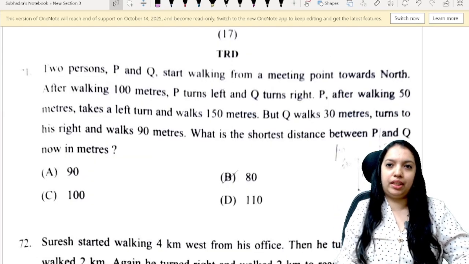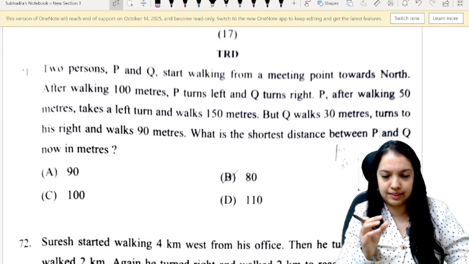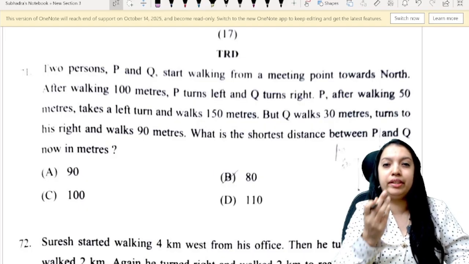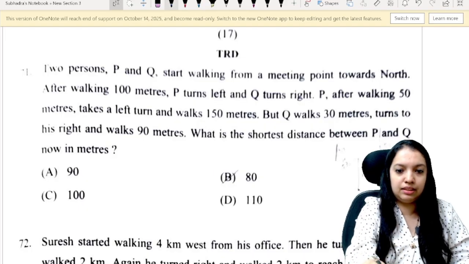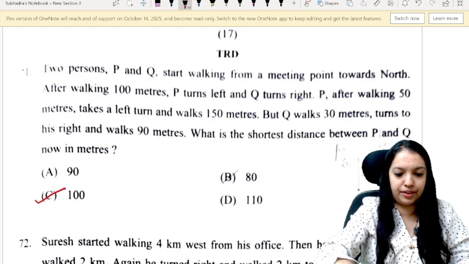Next question is from directions and test. They are asking shortest distance, which means you have to apply the Pythagoras theorem in this chart, and the answer comes down to option C, 100.